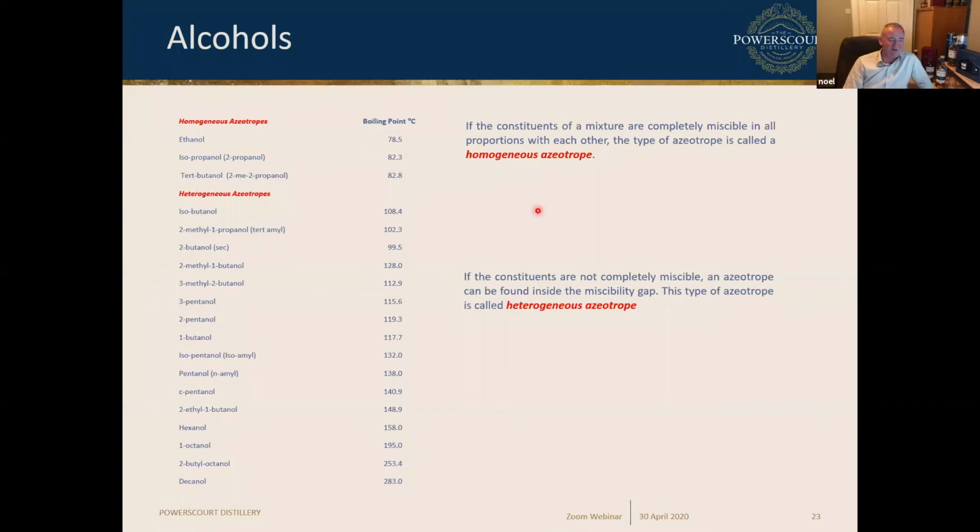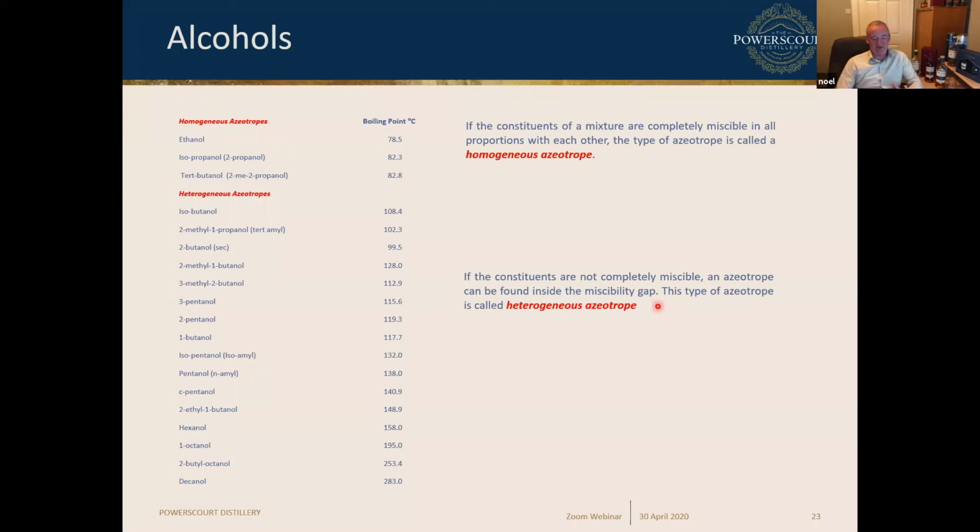And for those of you that are interested in what these are, you have a little explanation there of the homogeneous azeotropes. So if the constituents of a mixture are completely miscible in all proportions with each other, the type of azeotrope is called a homogeneous azeotrope. Now, I hope you all got that, because I'll be asking questions after this. And then you have the heterogeneous azeotrope, where the constituents are not completely miscible.